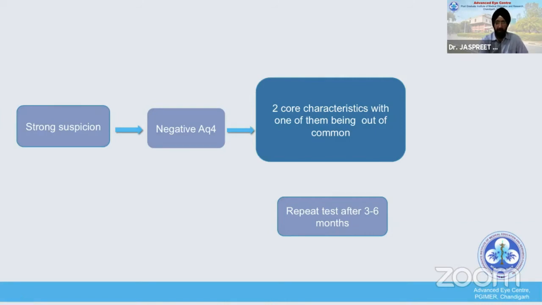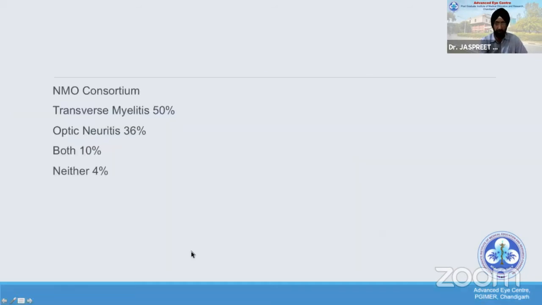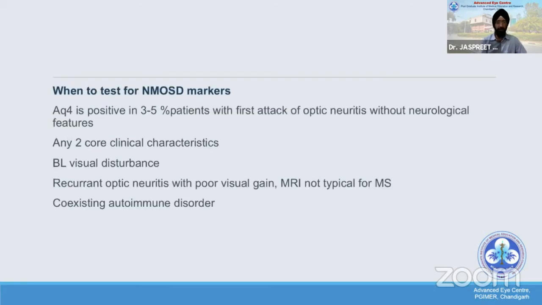Of course, they may be negative in the beginning, but after 3 to 6 months or maybe a year, many would seroconvert. The NMO consortium has said that about 50% of these patients would not present to an ophthalmologist; they could present to a neurologist with transverse myelitis, with weakness, pain, or maybe bladder or bowel disturbances. Optic neuritis is seen in 36%, both of them are seen in 10%, and neither in 4%. So when do you want to test for these markers in a patient who presents to you with maybe decreased vision? Aquaporin 4 is positive in 3 to 5% of patients with the first attack of optic neuritis without neurological features.